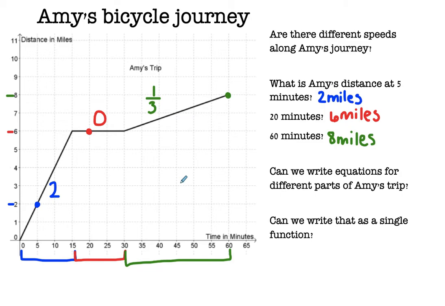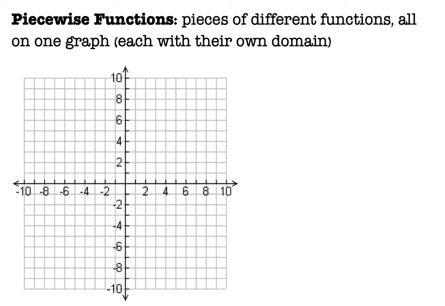Today's lesson is all about what we call piecewise functions. Piecewise functions are just pieces of different functions that are all on one graph. So think about some of the functions that we know. We know quadratic functions, so let's say I graph a quadratic. We know linear functions, so let's say I have some linear function. And we've also talked about absolute value functions, so let's say I have some absolute value function here.